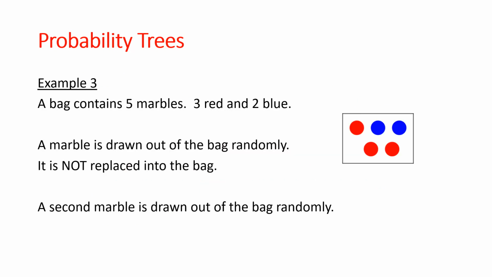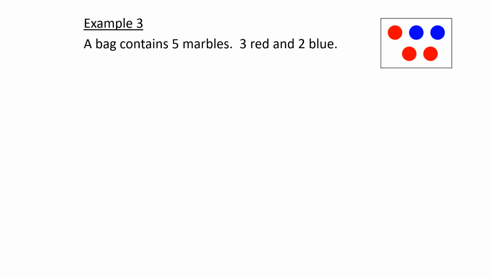All right, well, here's our third example. A bag contains 5 marbles, 3 red and 2 blue. A marble is going to be drawn randomly out of the bag and it's not going to be replaced back into the bag, and then we're going to get a second marble out of the bag randomly. So let's give ourselves a bit of room and let's draw the tree.